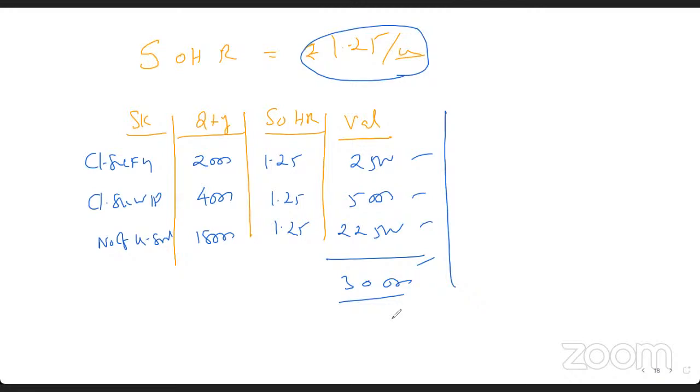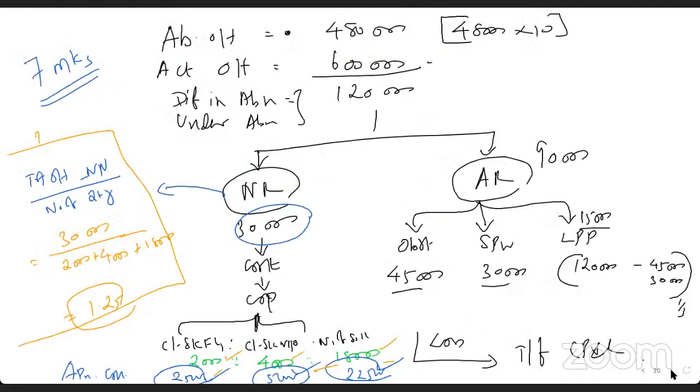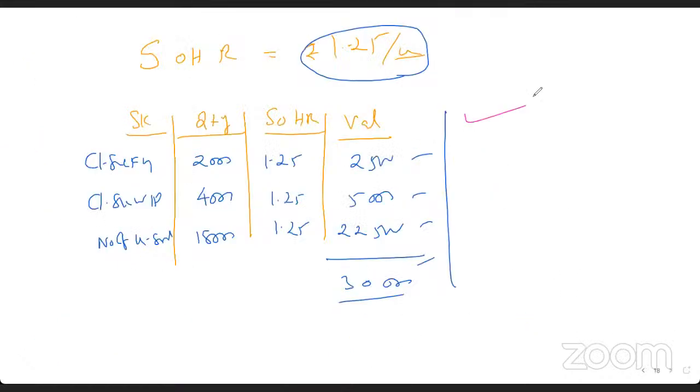The supplementary overhead rate, instead of mere apportionment, instead of this particular computation, you have to go with this particular table. Both are the same. Happy?